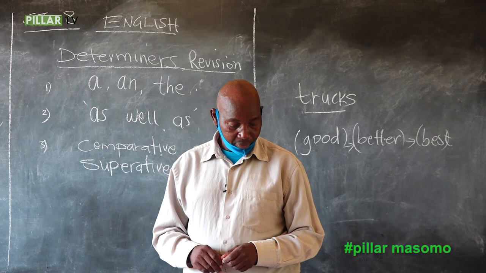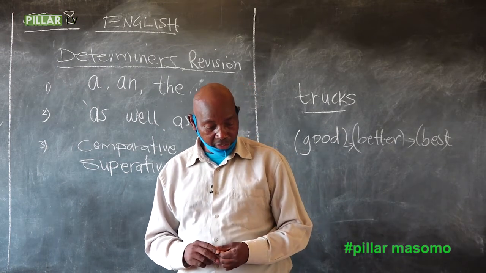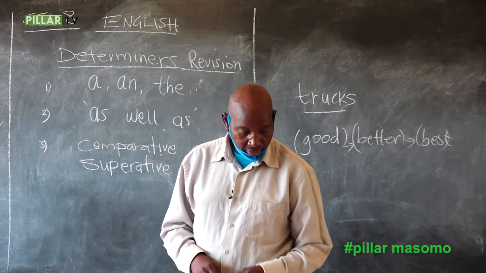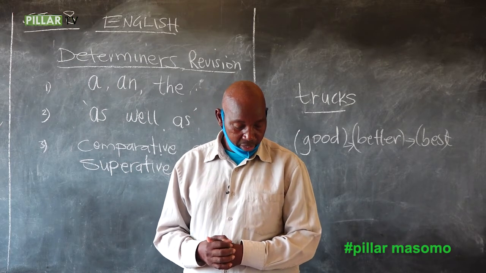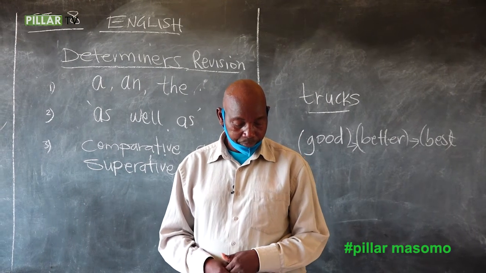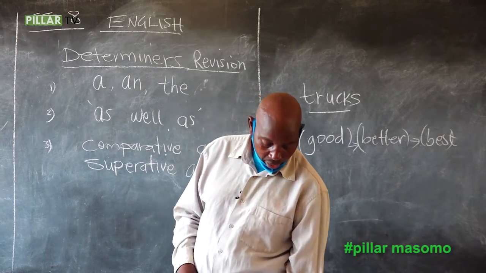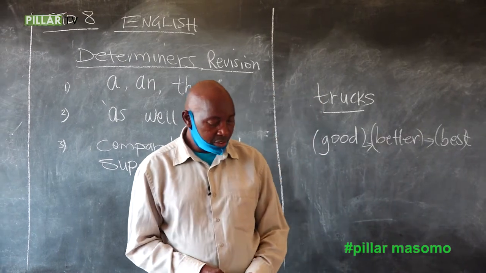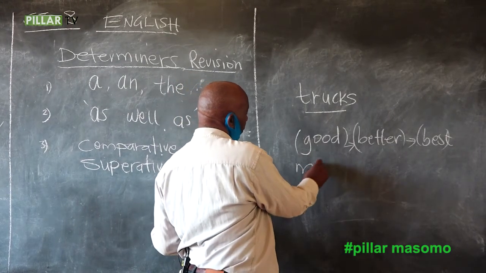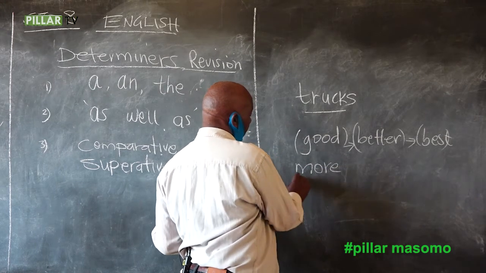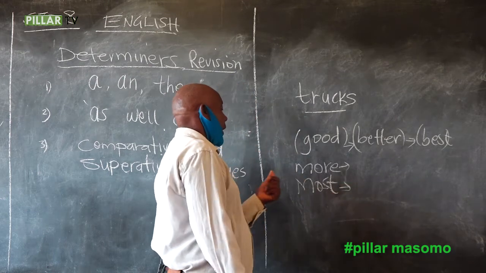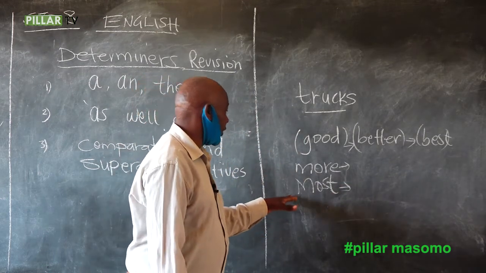Another sentence here. This movie is dash interesting than the one I watched last. There are some adjectives again that don't follow this. We have more, and we also use most. These are there also to compare. We use these ones as well to compare.